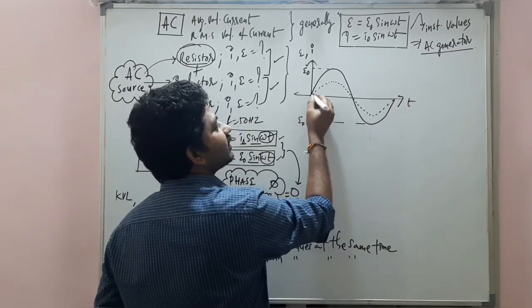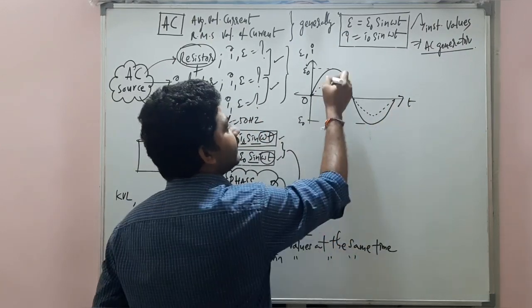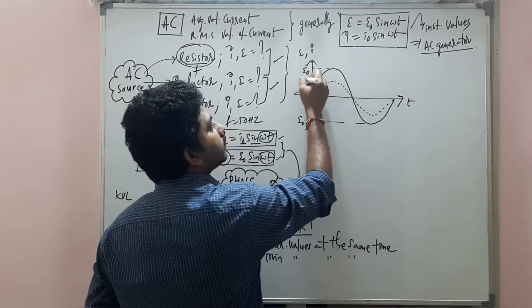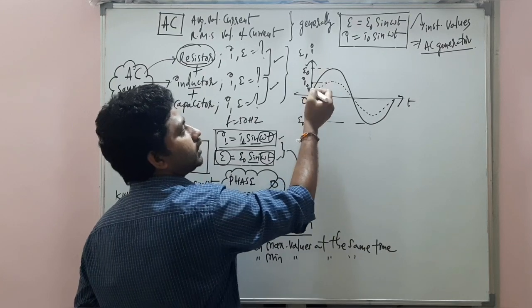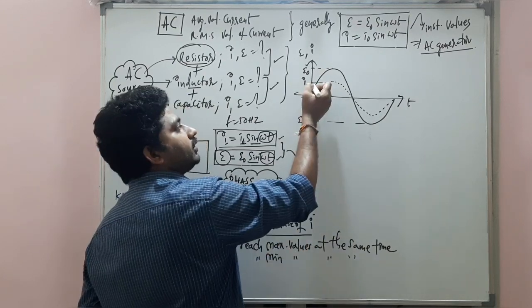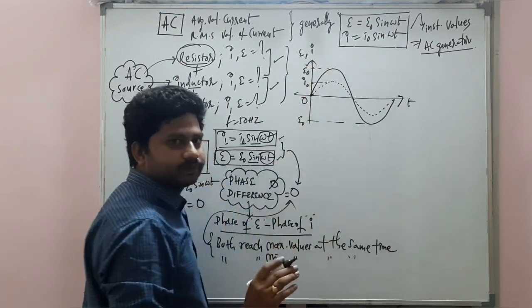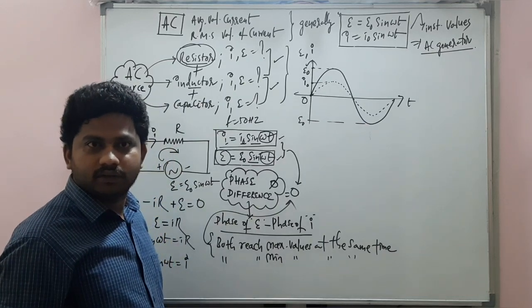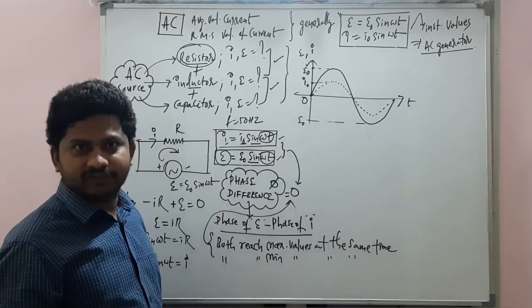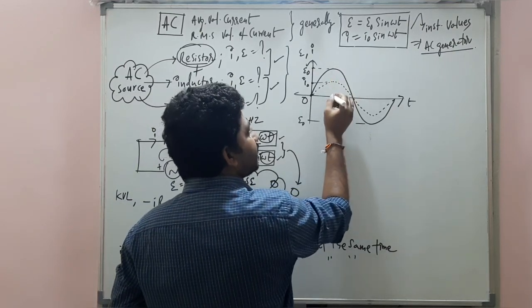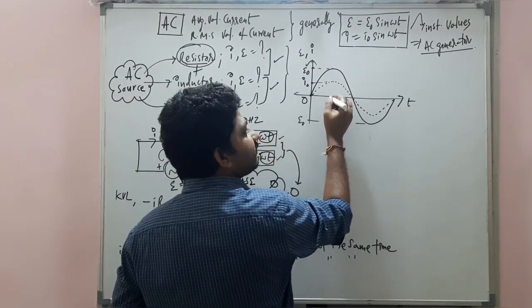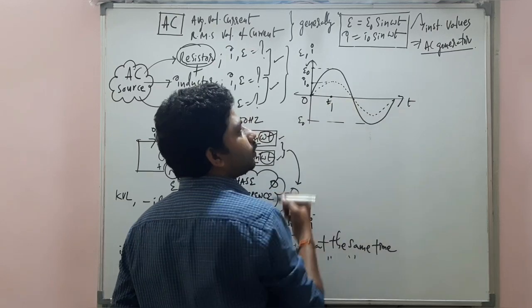You can see both are starting from 0 and this is the I naught. Okay. So the magnitude of the I naught and the magnitude of the E naught differ. I naught magnitude is less than E naught magnitude. Right? Peak value magnitude is different. But the interesting thing is, at a time instant, for example at the time t1, what happens?